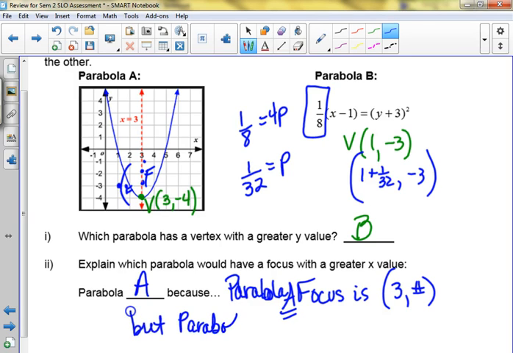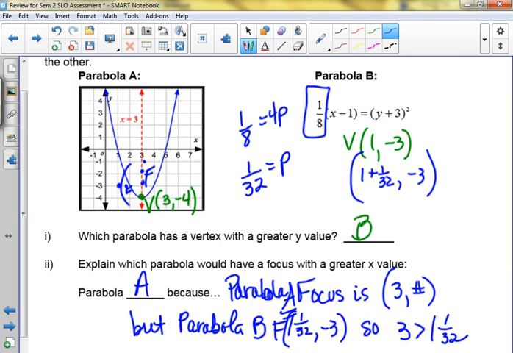Parabola B, we actually found it, right? Focus was at 1 and 1/32, comma negative 3. So 3 is greater than 1 and 1/32. I'm just making something up. Could you say the focus is further to the right? Would that work? Would that indicate why it was greater, right? For an x value. All right, so the question is similar to this. You're going to have to do some thinking about parabolas.